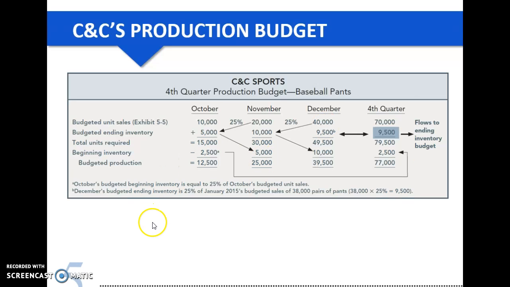Look into this numerical on the production budget. It starts with the budgeted units, because if you don't know the budgeted units, you will not know how much to produce. So you will begin with the budgeted units to be sold for each month, which is from the previous budget: 10,000, 20,000 and 40,000. The budgeted ending inventory is always given in terms of a certain percentage.